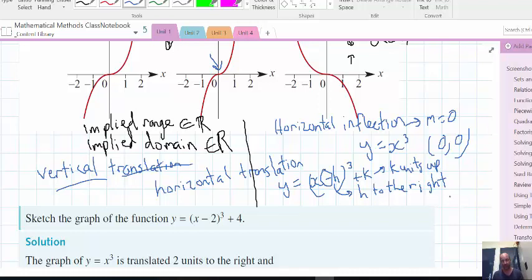Note that we don't talk about where the turning point is, we talk about where the point of inflection is. And the point of inflection, just like with the turning point, moves with the translation. So this will move the point of horizontal inflection k units up, and this will move the horizontal inflection h units to the right. So it's very much like the turning point behaves with the quadratic, the point of inflection behaves in a similar way with cubics.